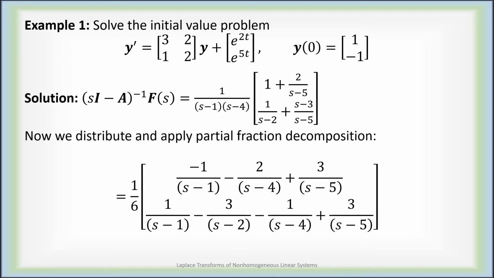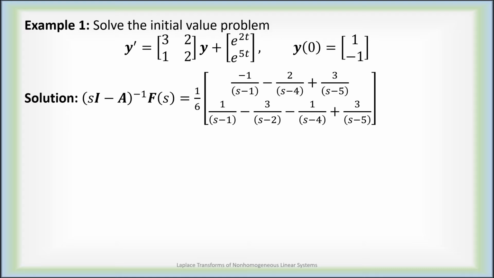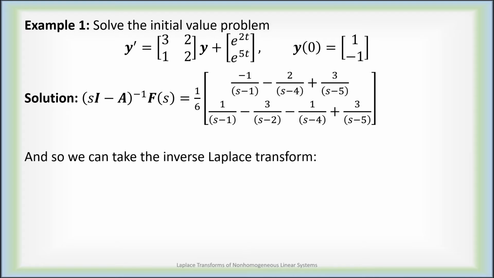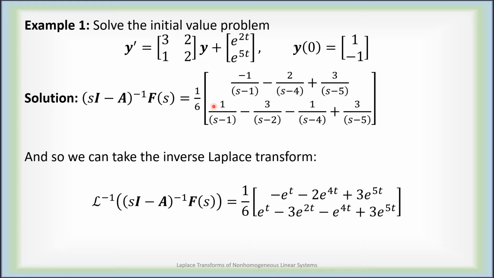Okay, notice we do just have a column now, not a 2 by 2 matrix. Having distributed that denominator and applying partial fraction decomposition to both rows, this will be the result. Now we can take an inverse Laplace transform fairly directly. So this was the matrix we got by the resolvent matrix times the Laplace transform of the forcing function, having applied partial fraction decomposition to every term. So now we take an inverse Laplace transform and it's pretty quick. Okay, so we just end up with that 1/6 factoring out. Otherwise, negative e to the t minus 2 e to the 4t plus 3 e to the 5t and so forth for the second row.